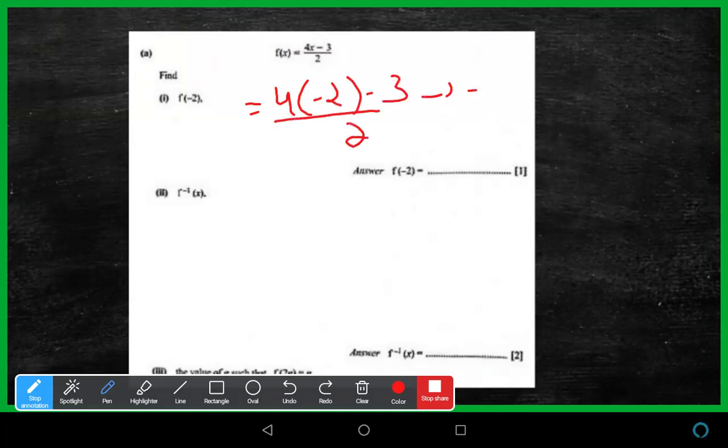So this will be (minus 8 minus 3) divided by 2. The answer is minus 11 upon 2, or you can write minus 5.5. So this will be the output when we input minus 2.